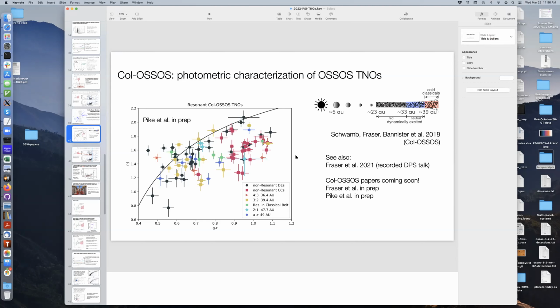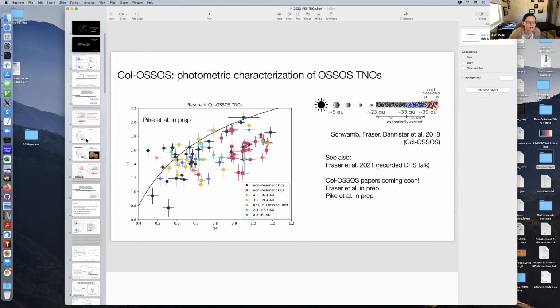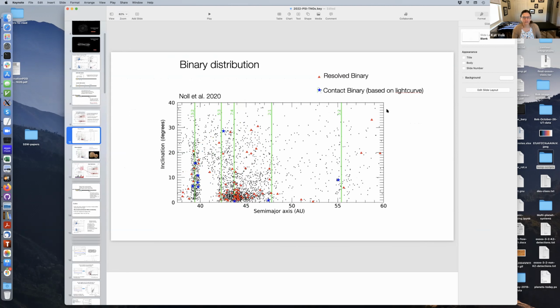So Kat, if we're looking at binary objects in these various populations, we've done a lot of searching in the cold classical belt. Is there another group of objects that we should be targeting next, so to speak, observationally? Yeah, it's good to also have the constraints on the hot population. Let's pull up that binary plot. And those have been searched. In terms of finding the binaries, you're most likely to actually find them in the cold classical, but we do want to know the constraints in the hot population.